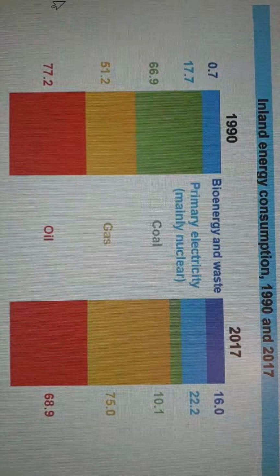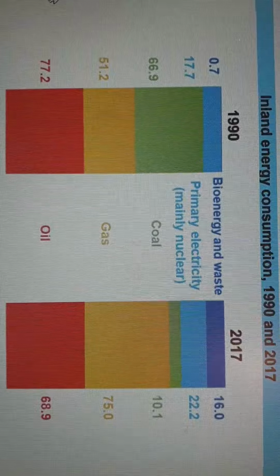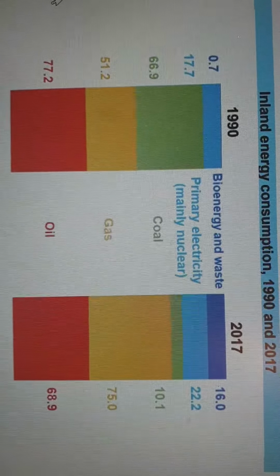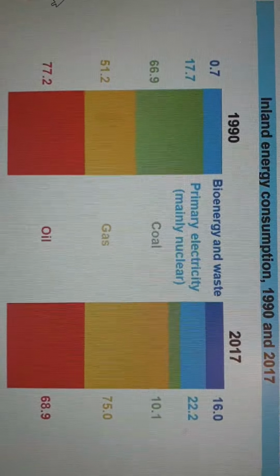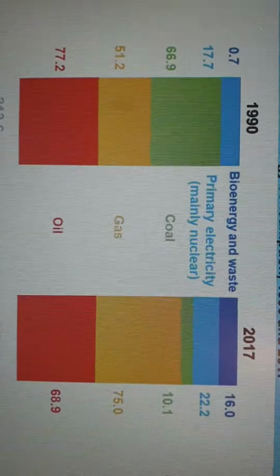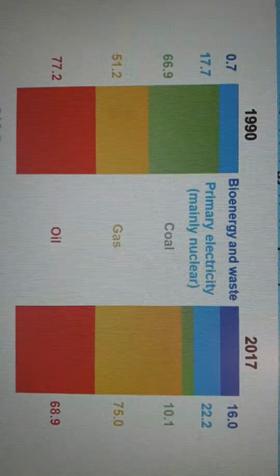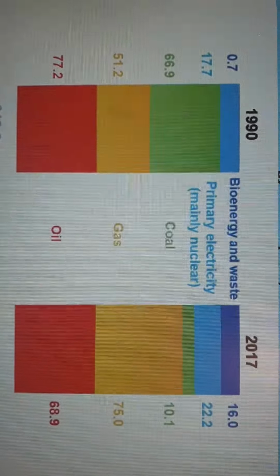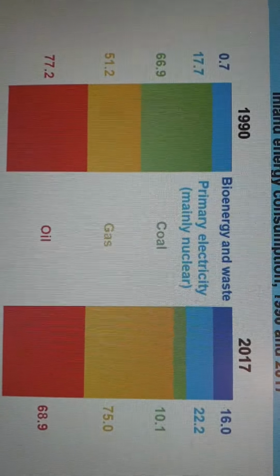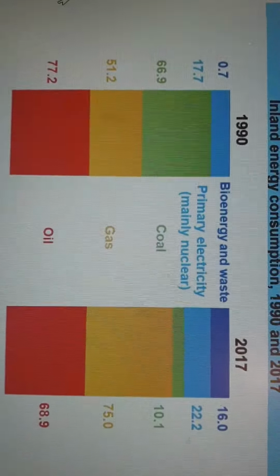The big red box at the bottom, that's for oil, with a yellow box for gas, then green for coal, and then the light blue is nuclear energy, and then we've got bioenergy and waste, energy generated from waste. So what we see is that the big change is that gas use has massively increased, whereas use of coal has massively decreased. The use of nuclear has stayed pretty much the same.